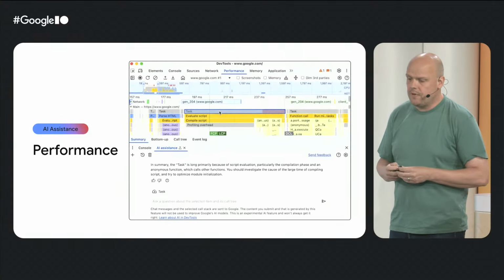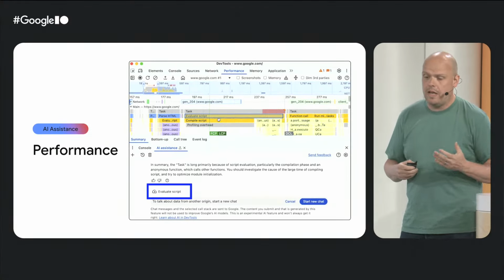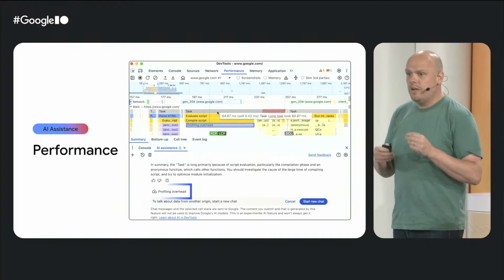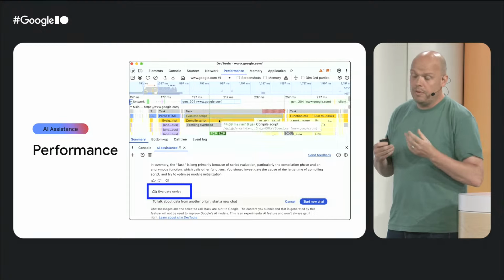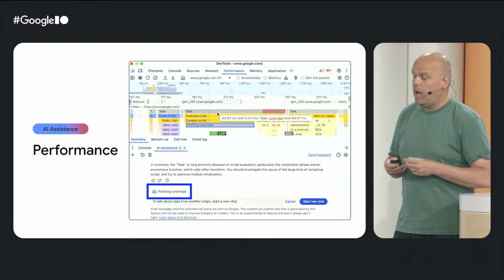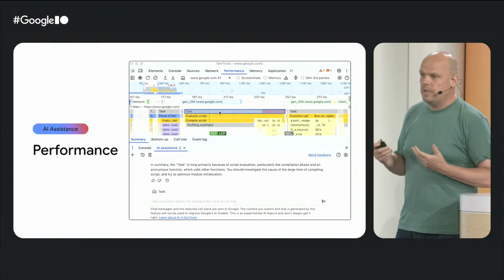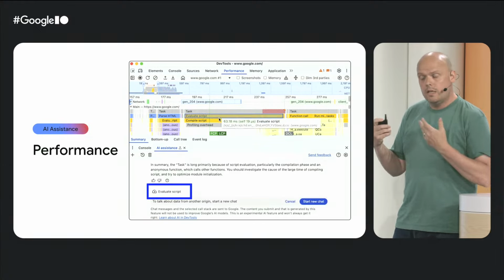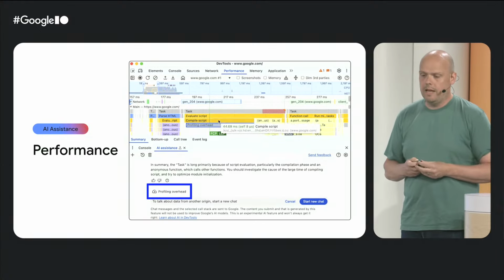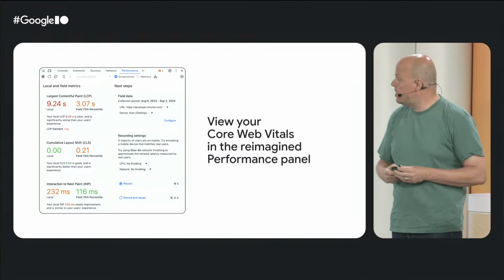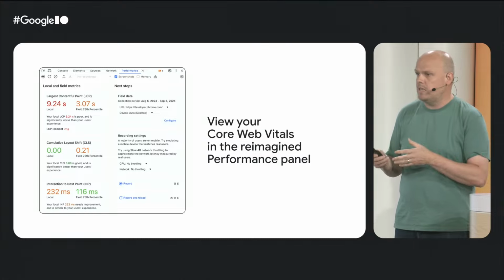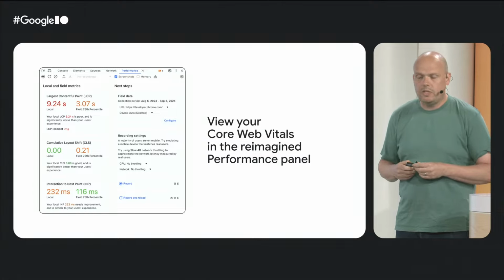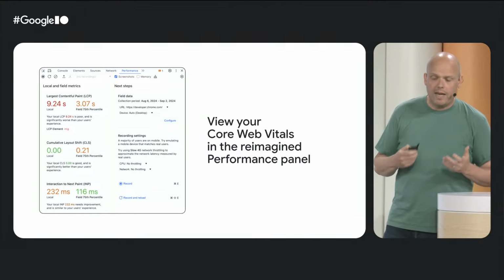And the same applies for the performance panel. So you can talk to Gemini about common performance issues, and it will investigate what particular slow-running functions are doing, and then it will also give you actionable insights about how to fix those issues directly inside DevTools again. And in addition to the AI enhancements, we've also reimagined the performance panel to help you identify and fix performance issues and just keep your web applications running fast and smooth.